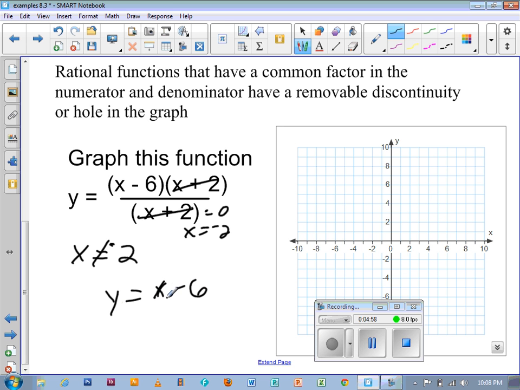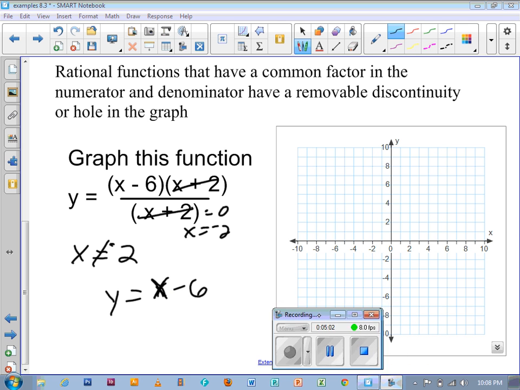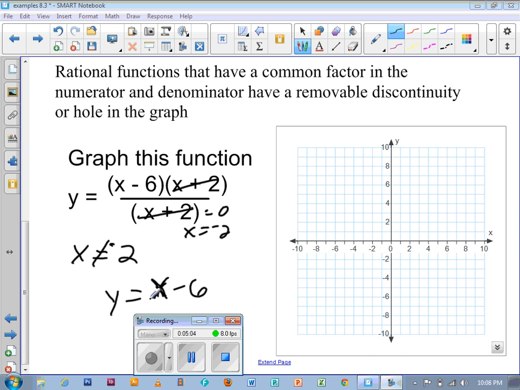So all of a sudden we've simplified our equation quite dramatically. And now we end up with a linear equation, y equals x minus 6, where the y-intercept's at -6. This has a slope of 1. So that's exactly what we sketch, a line across our graph. And we connect the dots. Hopefully you remember how to do this.